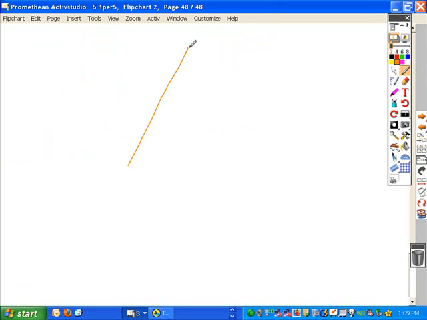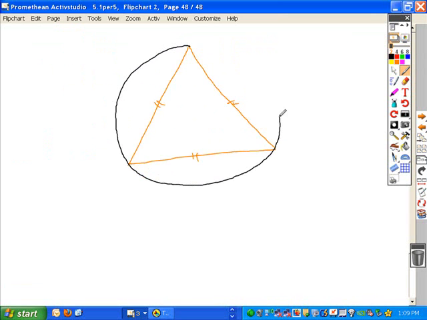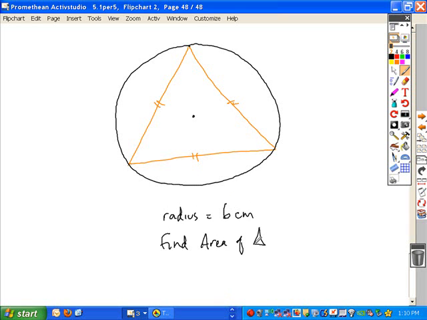Okay, so if I gave you an equilateral triangle, and I told you that there's a circle in which this triangle is inscribed, and the radius of the circle, let's say, is 6 centimeters, and I ask you to find the area of the triangle. How do you think you're going to find that?